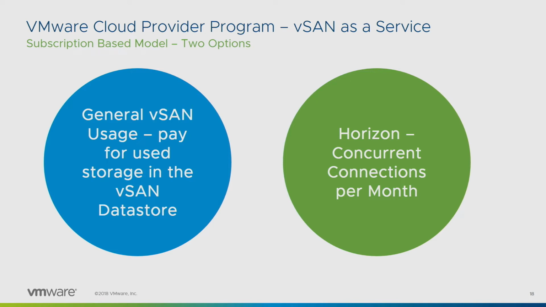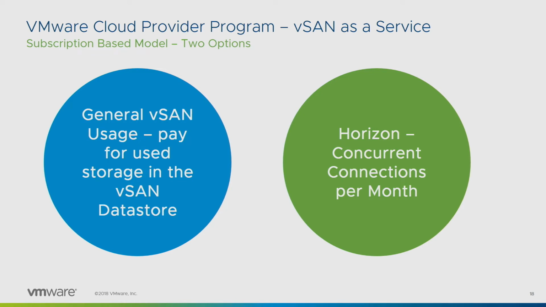And we have an example too. Yeah, right? We do have an example we're gonna go through. Now that's using the default storage policy. Again, if you're doing object reservation or whatnot, that changes it to a pseudo thick provisioned virtual machine. So there's two models within vSAN as a service or in the subscription model. General vSAN usage, pay for what you're using within the vSAN data store, or Horizon concurrent connections per month.